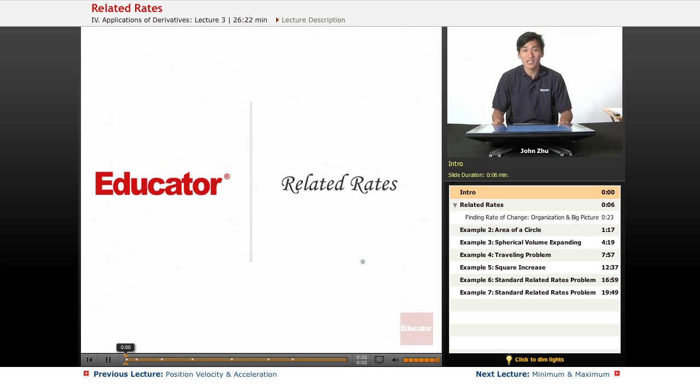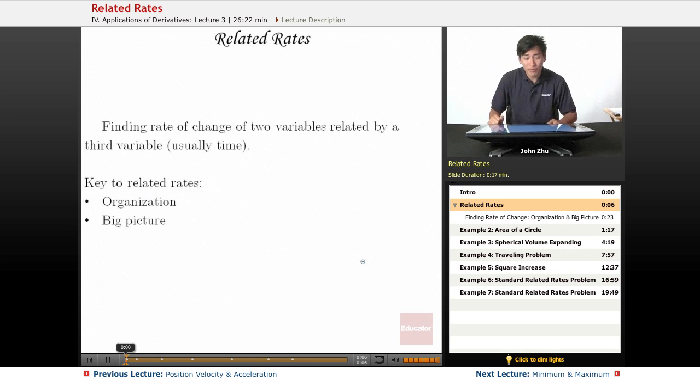We're going into the section called Related Rates. In the Related Rates section, it's a different application of derivatives. So it's a little more complicated than the ones we're used to, but if we keep in mind the simple definition of derivatives, we can solve these problems as well.